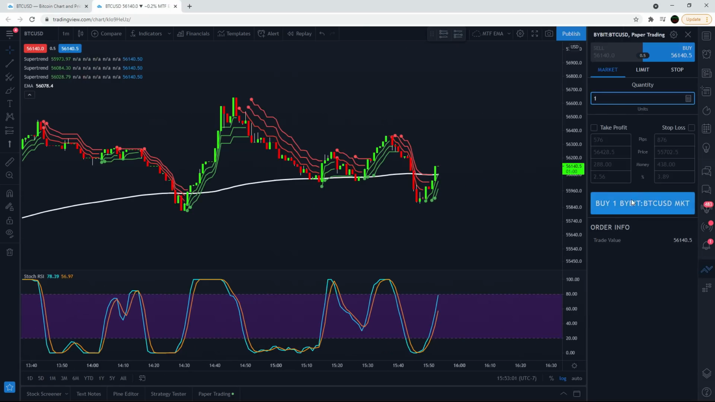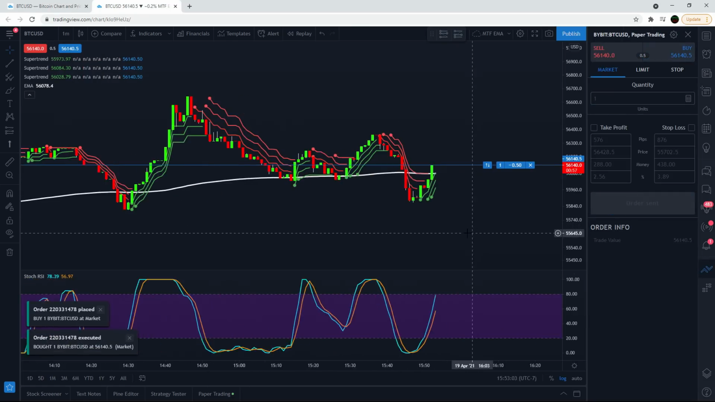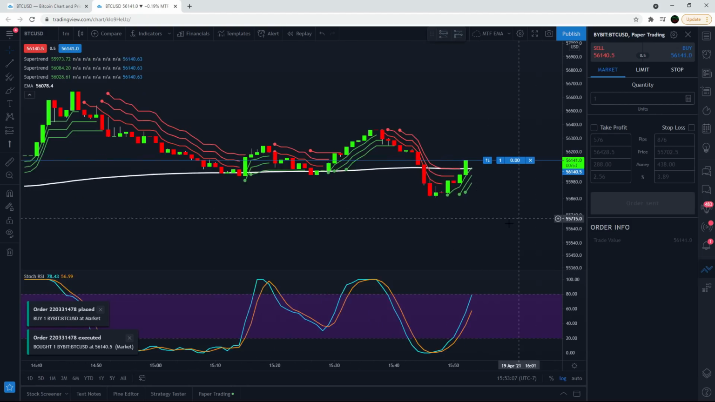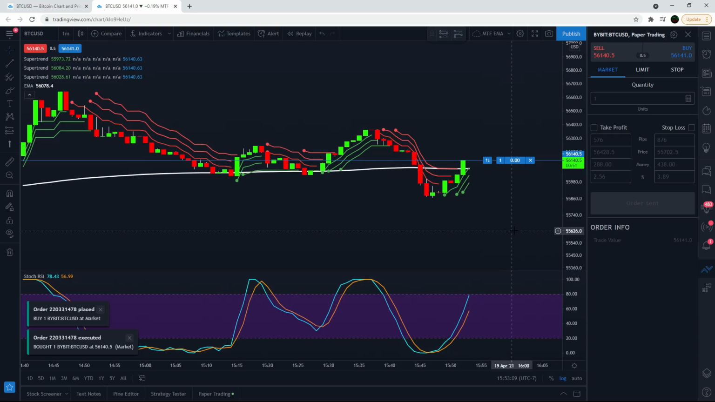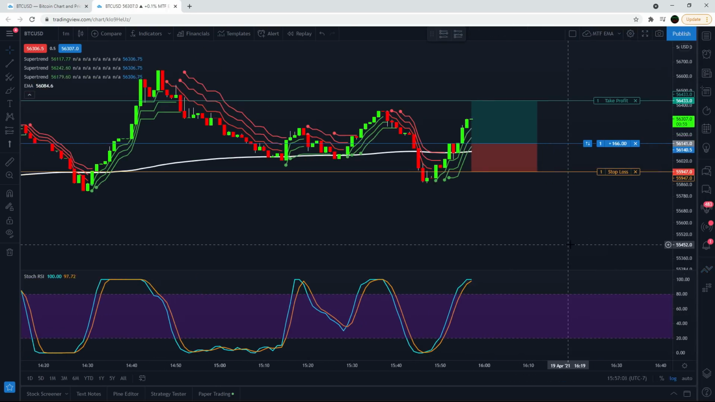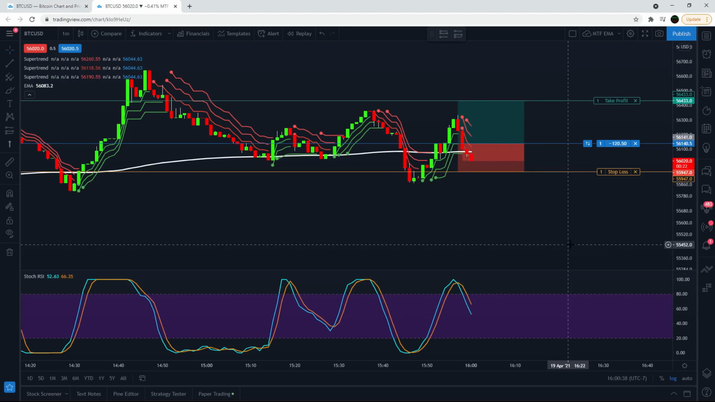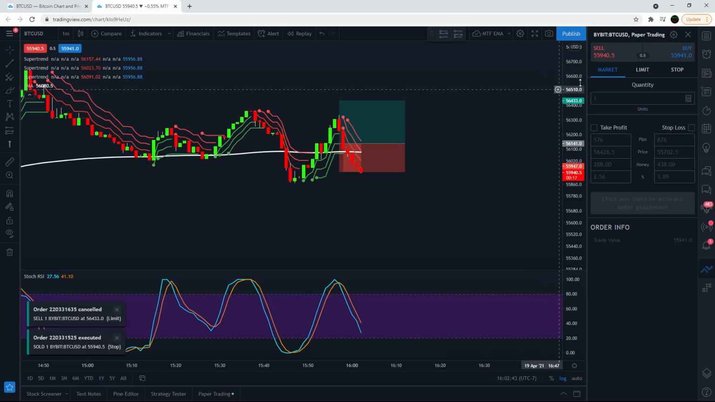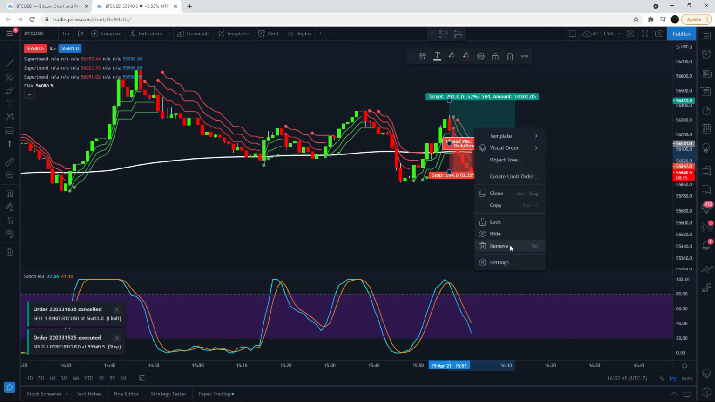Okay, so another long entry, got the close above the 200 EMA, cross up on stochastic RSI from the oversold territory and the super trend indicators. So we'll see how this one plays out. Okay, so stopped out on this one and on to the next trade.